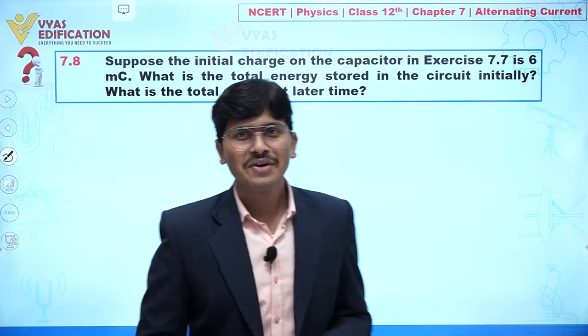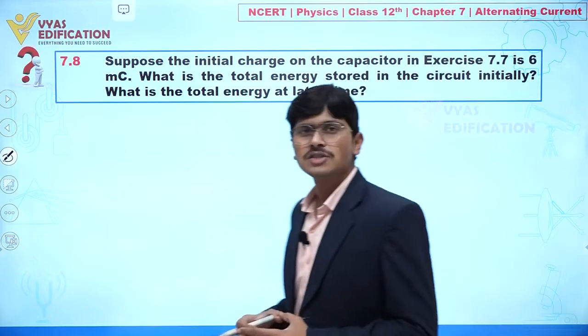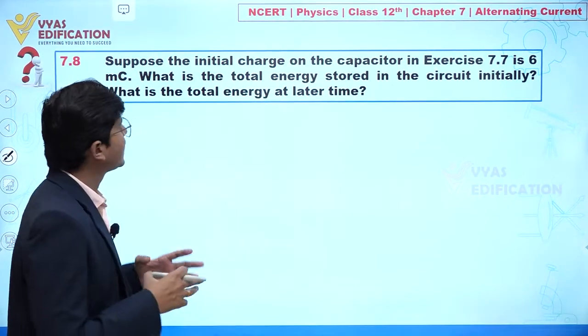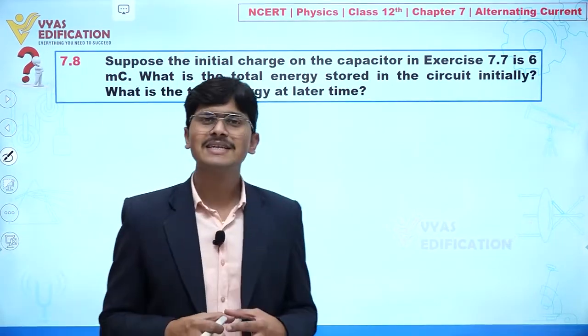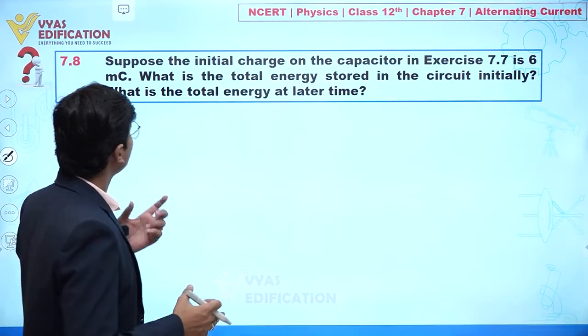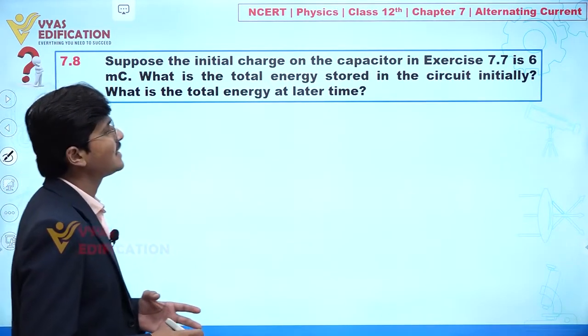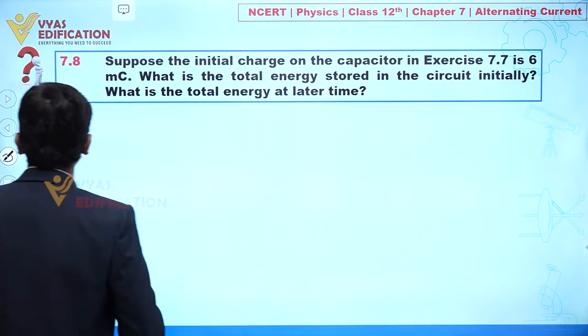Now dear student, we are going to discuss question number 7.8. In this question it is given, suppose the initial charge on the capacitor in exercise 7.7 is 6 millicoulomb. Find the total energy stored in the circuit initially and the total energy at a later time. Clear?